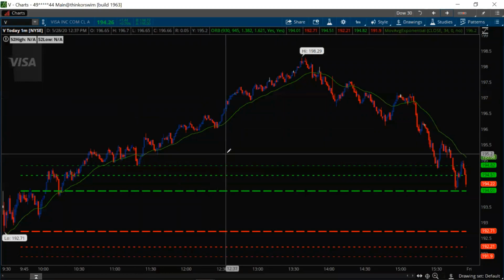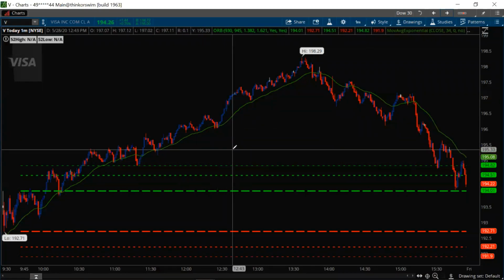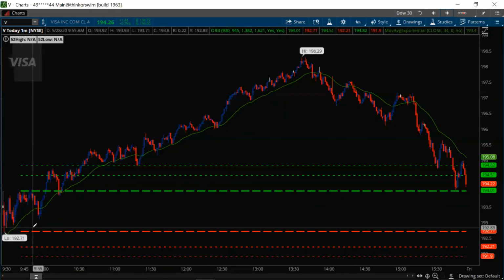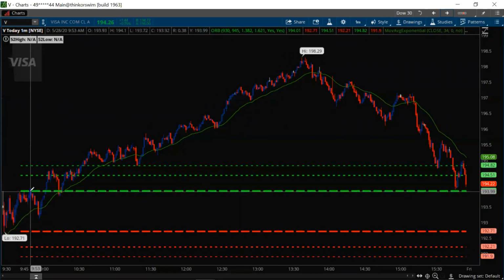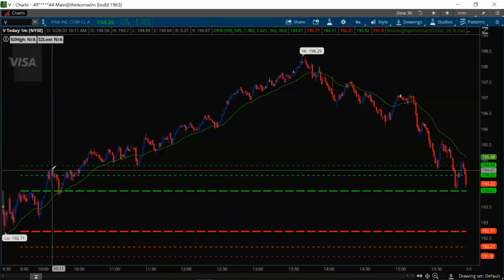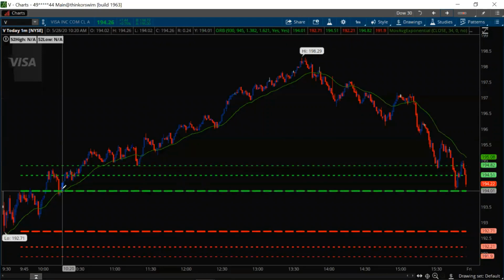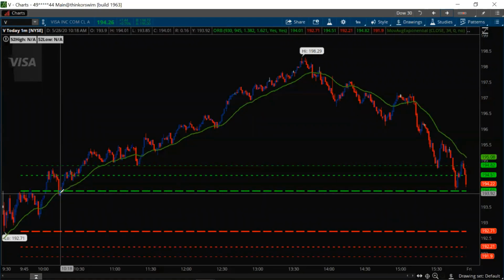And the last one I want to show you, this is the best one of all. This is Visa today. You can see the high and the low for the first 15 minutes are plotted. We're waiting for a break above or below this level. Over here, we break above it. We come down to test it. We test that level, it holds as support, and the 34 is also right there as well. So again, two reasons to enter this trade.